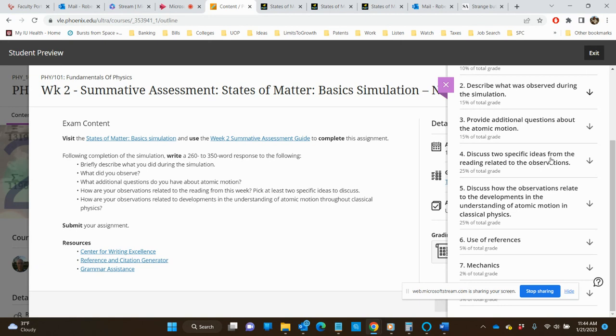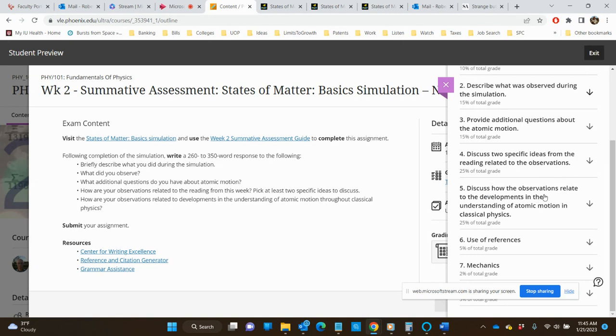And then discuss two specific ideas from the reading related to the observations. So you should relate what you're seeing to what you read in chapter 2. And make it clear to me that you're doing that in your essay. So you might start a separate paragraph saying two specific ideas from chapter 2 of our textbook that relate to my observations were the following, and say a little bit about that.